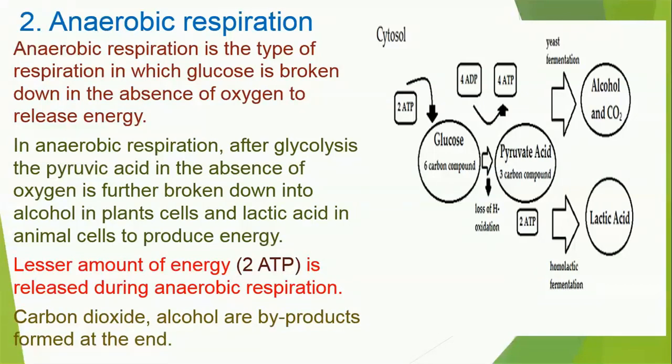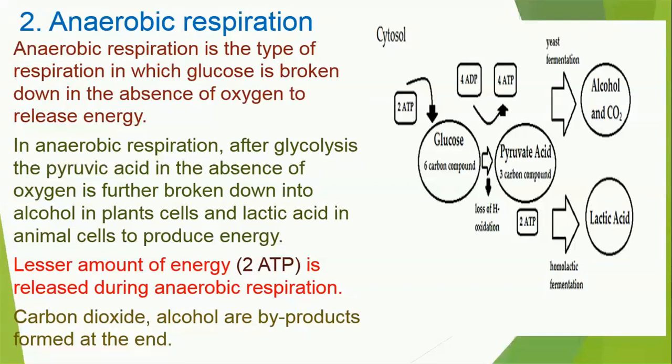In anaerobic respiration, after glycolysis, don't forget I said that earlier, the pyruvic acid formed during glycolysis in the absence of oxygen is further broken down into what we call alcohol in plant cells and lactic acid in animal cells to produce energy. For a plant cell, what will be formed will be carbon dioxide, water and alcohol. For an animal cell, what will be formed will include carbon dioxide, water and lactic acid.